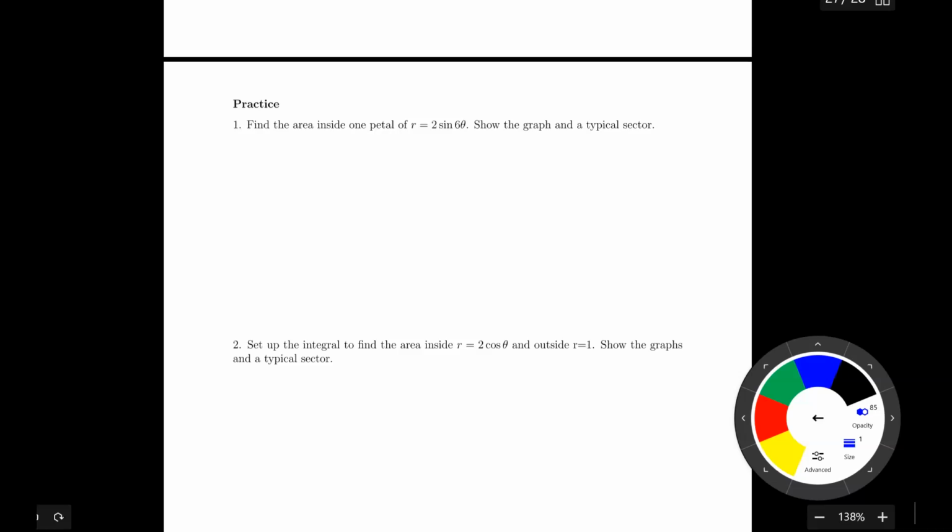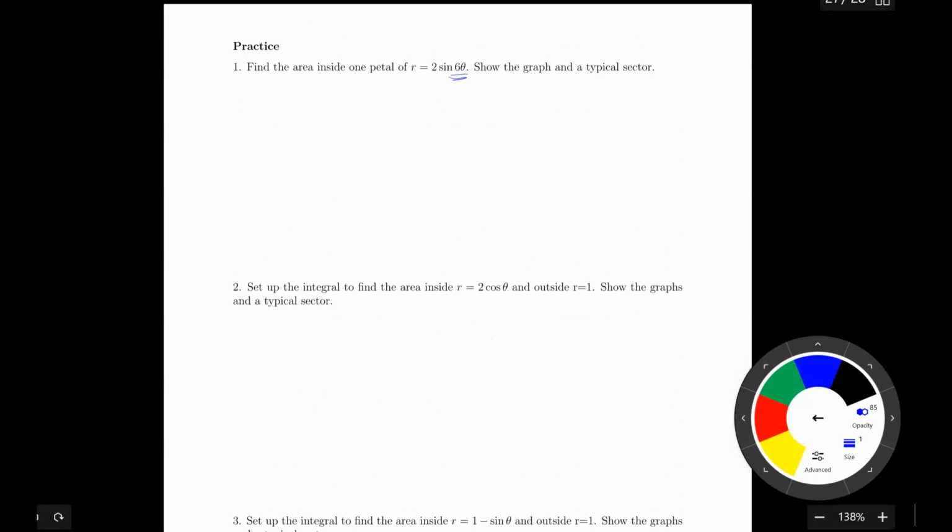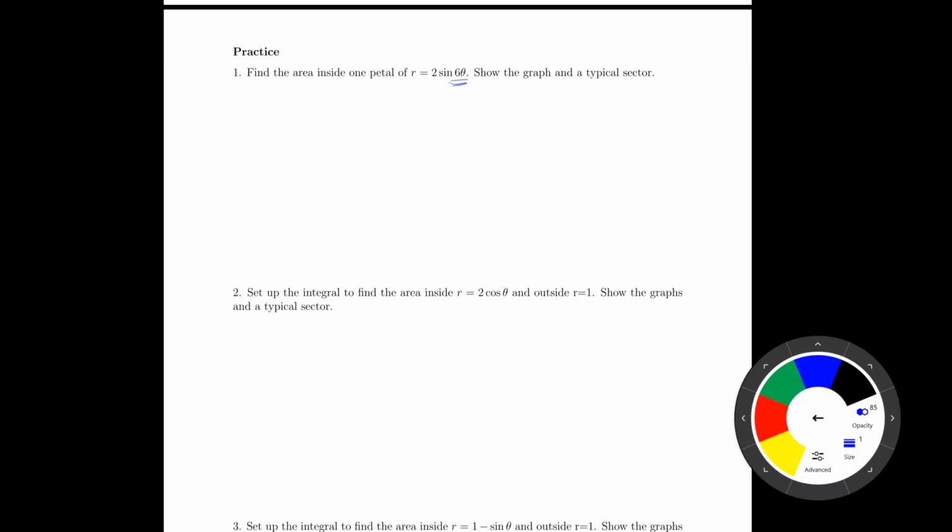All right, so these are just extra problems. So area inside 1 petal of sine of 6 theta. What could be a good idea for you to do is to turn off the video and just kind of work on these on your own. Oh, I haven't done any of these inside outside yet. Oh, that's good. Let's do these.